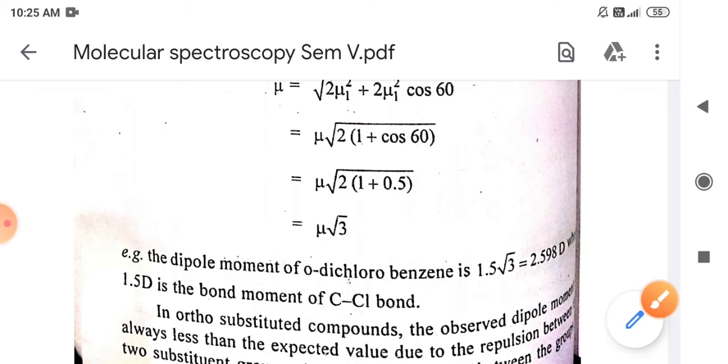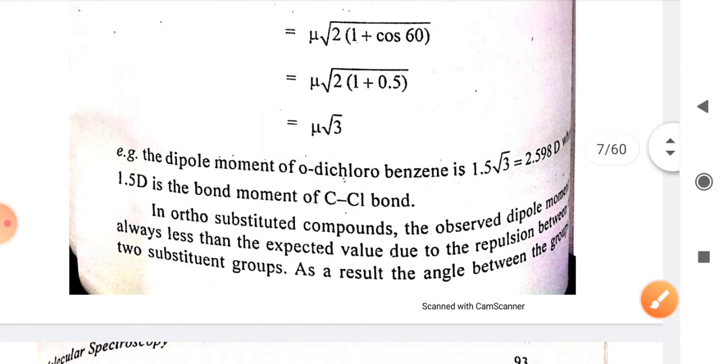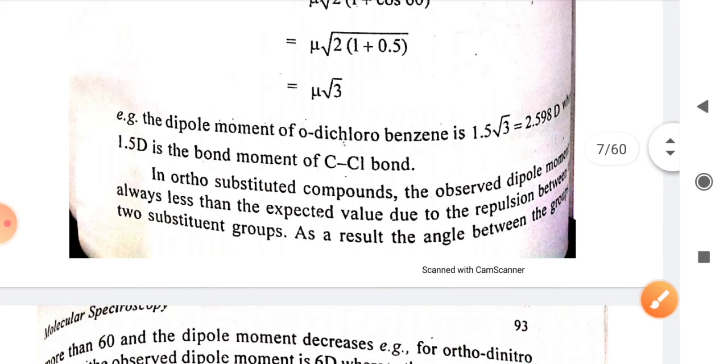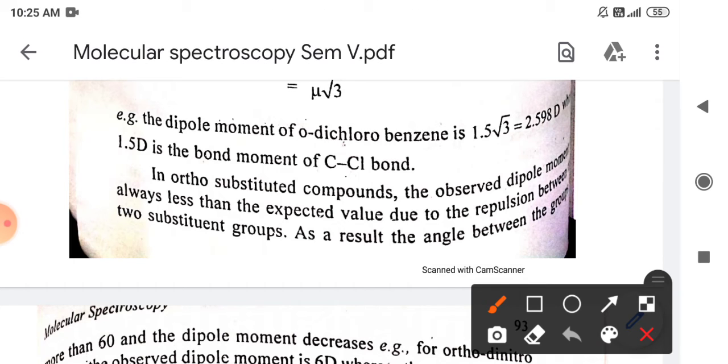Take the dipole moment of ortho dichlorobenzene, because we know the chlorine-carbon bond moment, which is 1.5 Debye. Overall we can see that the ortho disubstituted benzene shows a dipole moment of 2.598 Debye. But experimentally we observe a lower dipole moment, and there is a certain reason. In ortho disubstituted compounds, the observed dipole moments are always less than the expected values. This is an important observation that we have made experimentally.